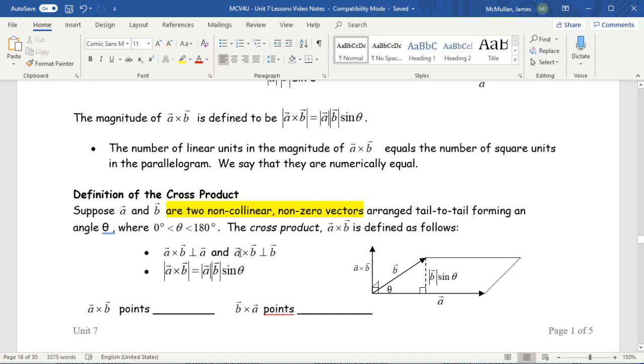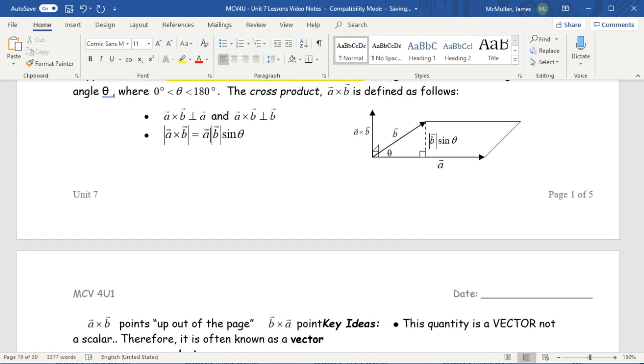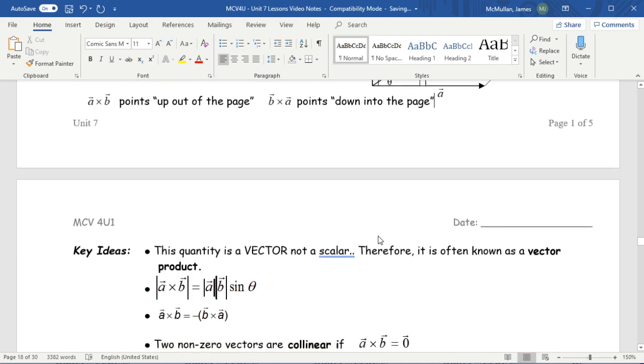And the cross product has the special property that it is perpendicular to A and it is also perpendicular to B. A cross B, in my picture here, I'm going to say points up out of the page. B cross A, on the other hand, I'd have to put my hand upside down to do that, right? My thumb would have to point into the page in order to run my fingers along B and curl towards A. Points down into the page. So B cross A would point downward.